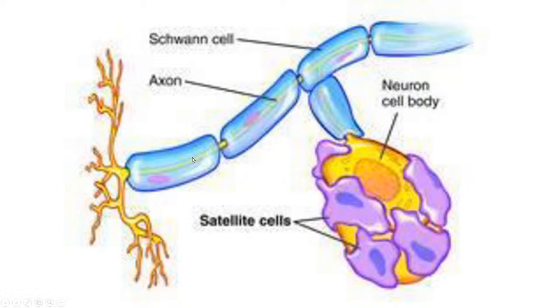Each segment, by the way, of the myelin sheath in the peripheral nervous system is one Schwann cell. So this segment is a Schwann cell that has wrapped itself again and again in layers around this region of the axon. Next segment down, that's a different Schwann cell that has wrapped itself around again and again around the axon.